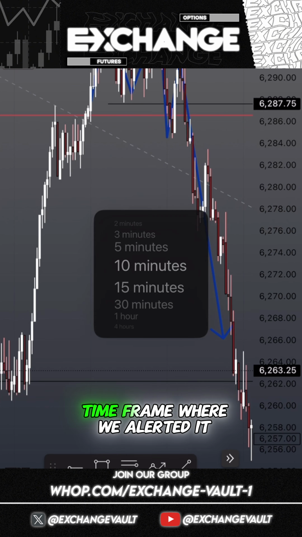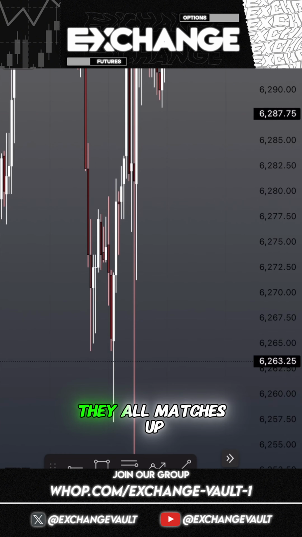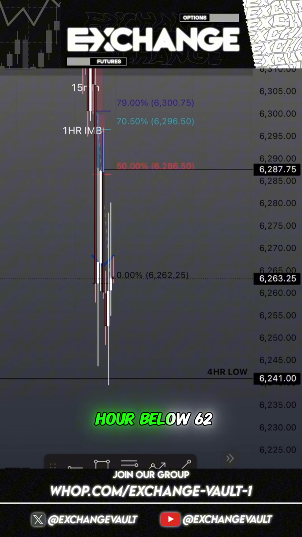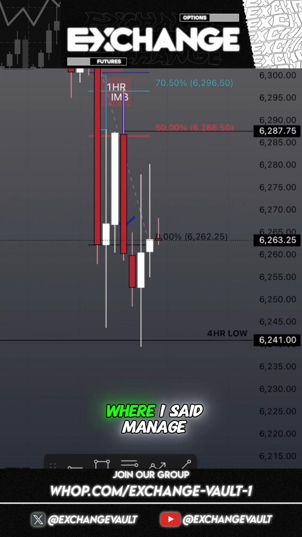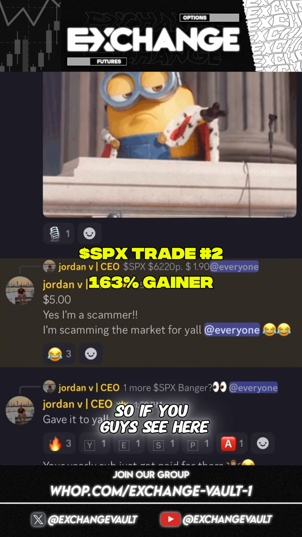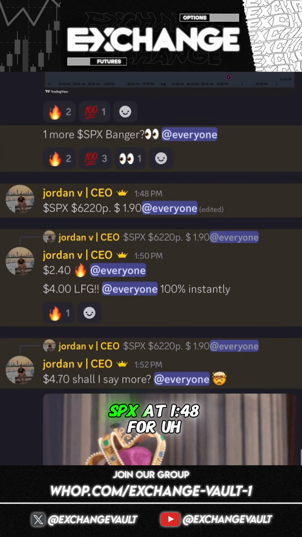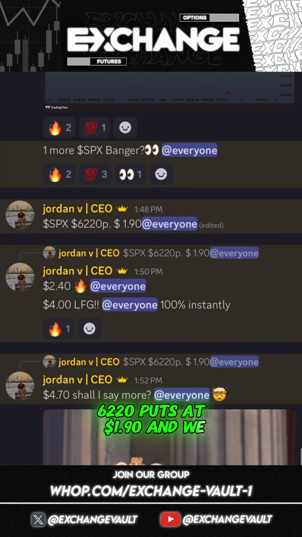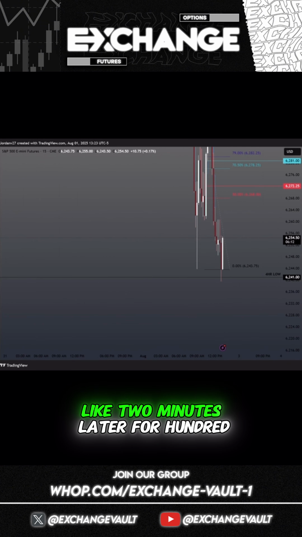If you guys look at the time frame where we alerted it, they all match up, and then we targeted that 4 hour low, 62.41. As you guys can see where I said manage, we managed there, but that was our target. And here's the second one we took. So if you guys see here, XPX at 148 for 622 puts at 190, and we instantly banked, like 2 minutes later, for 100%.